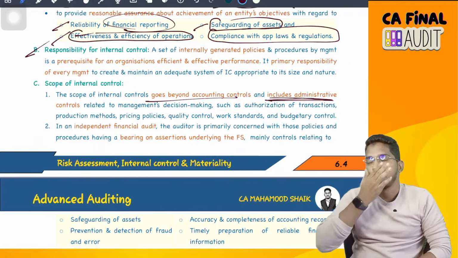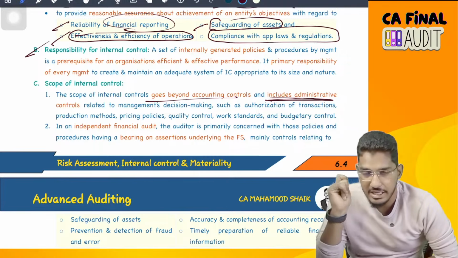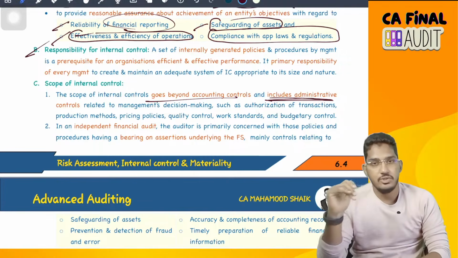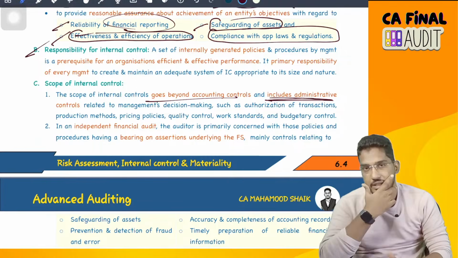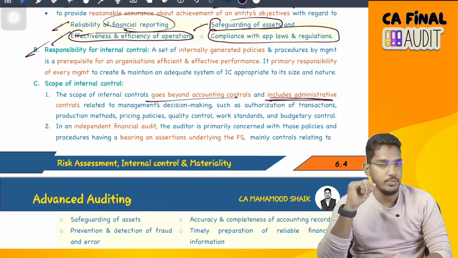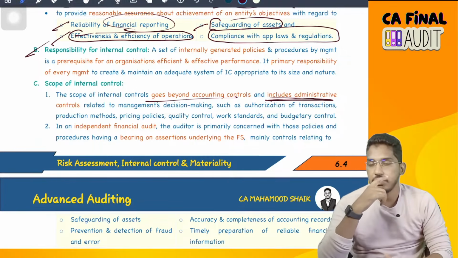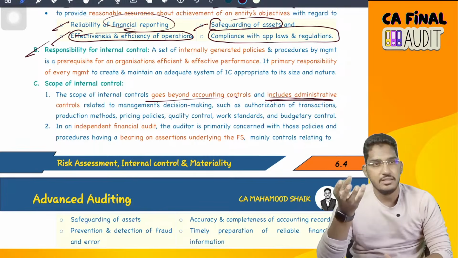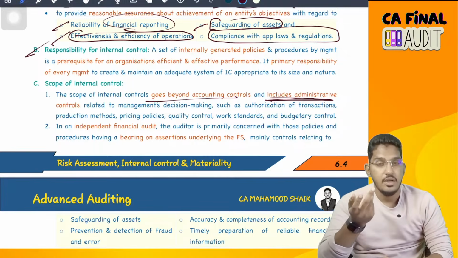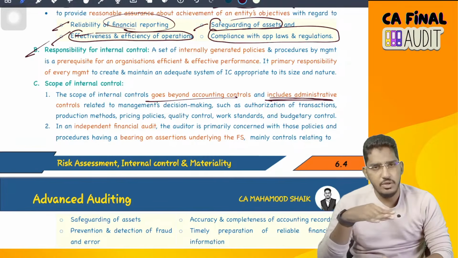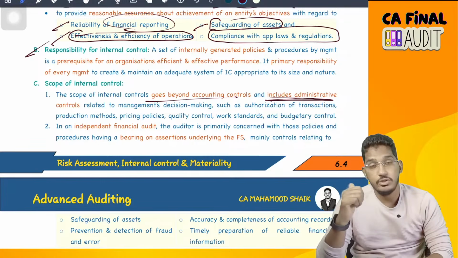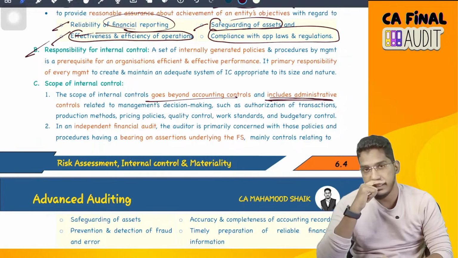Like for example, HR policies. Like if an employee has to come inside the company, he has to scan his biometric and he has to show his identity card. See, this has nothing to do with the accounting, but this is something relating to administrative matter. So like that, when I say internal control, it will not just be restricted to accounting control. The scope goes beyond accounting controls. It even includes administrative aspects also.